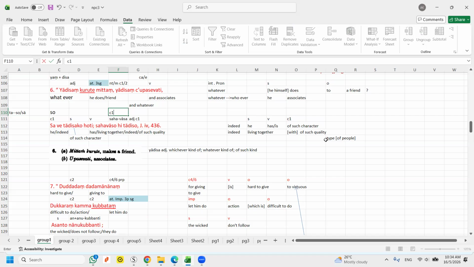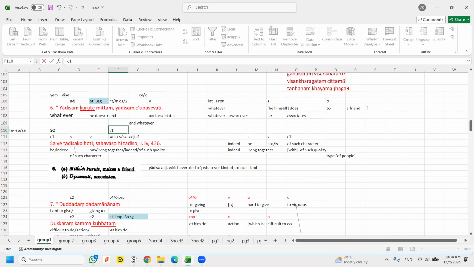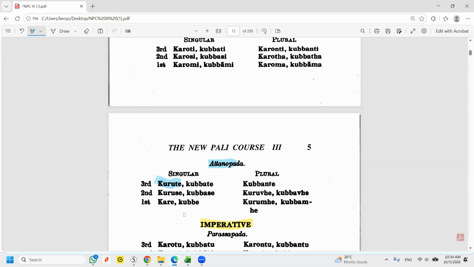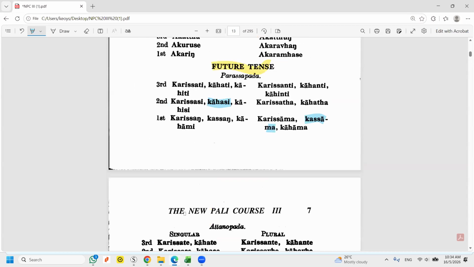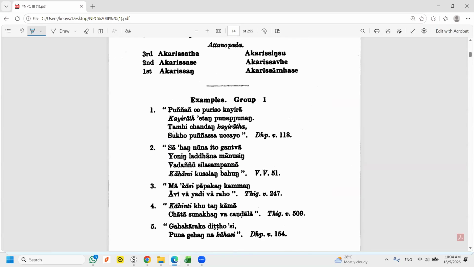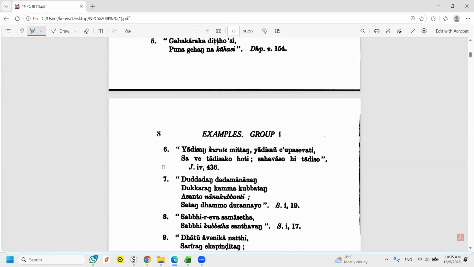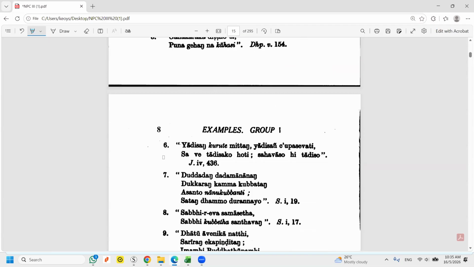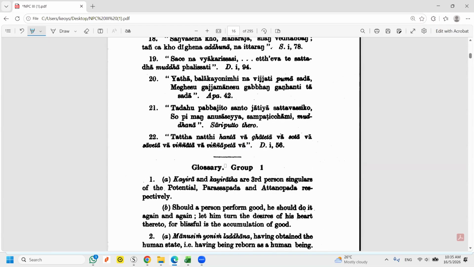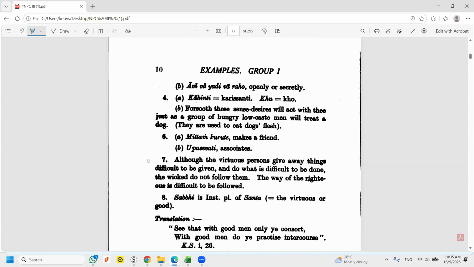All right. So what you do, you see here. Now, can you see here? The word here is mitang. Can you see the word six here? Now I'm going to go to the thing. Can you see this is group one? We are in number six. This is exercise number six. Now you have to go to the glossary under group one. Just now we are still in glossary. Go to number six.